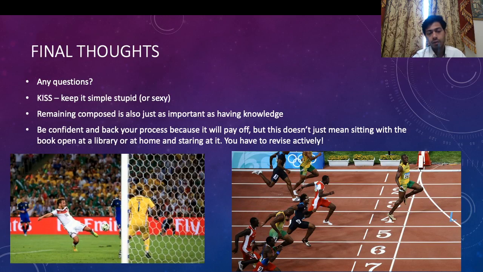But my final thoughts on this topic are, in general, keep it simple, and try and break it down into the most basic foundations before you start adding more complex information and facts. Always break it down. I think remaining composed is just as important as having the actual knowledge, because if you can't stay calm and relaxed, your brain will be very, very frazzled.